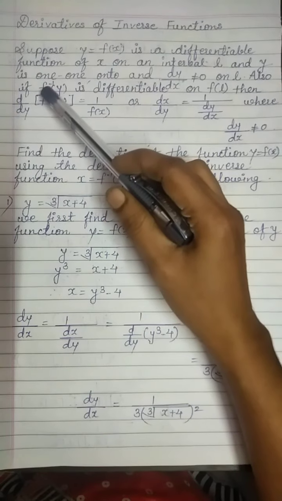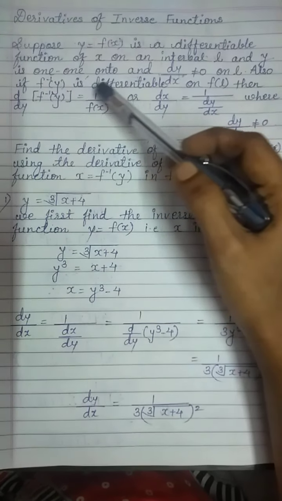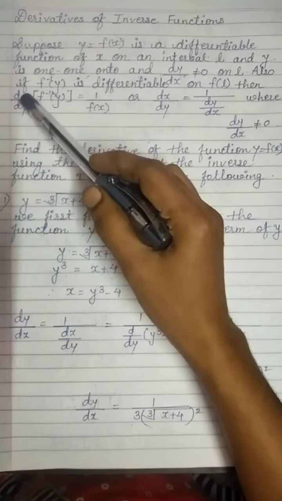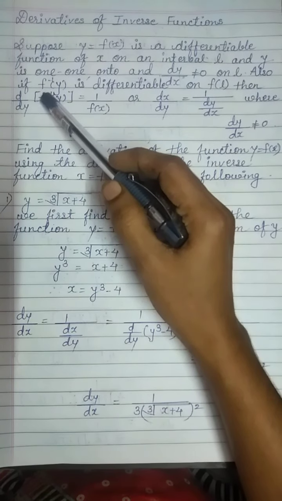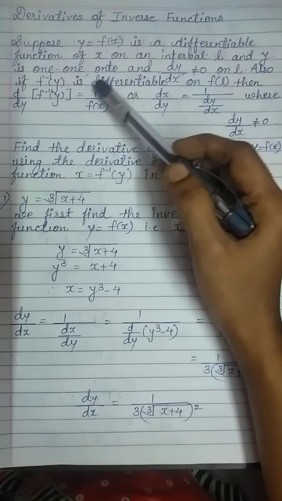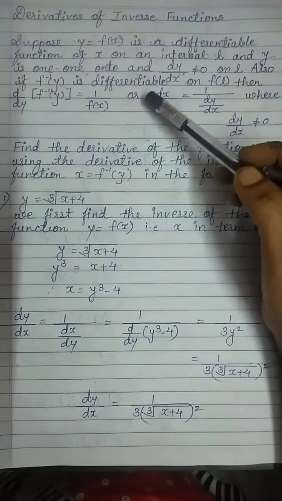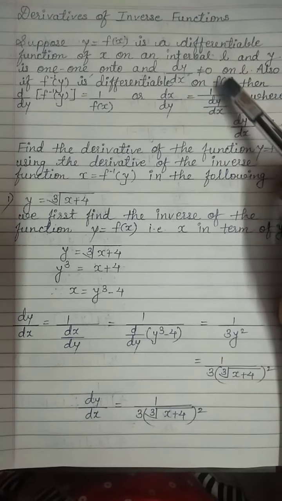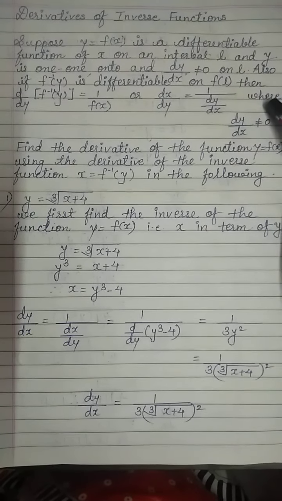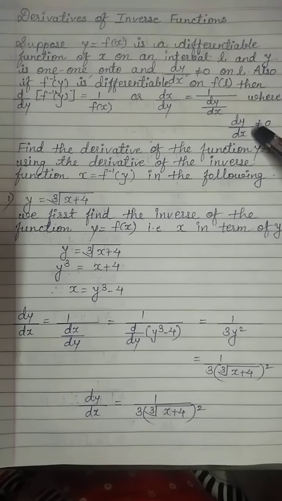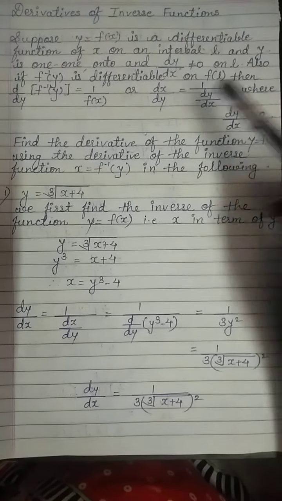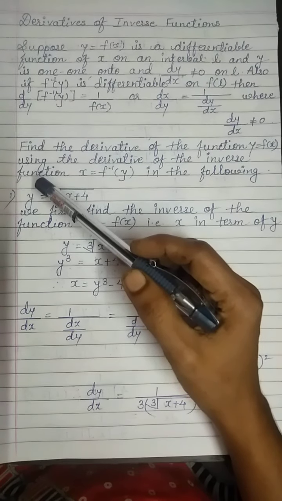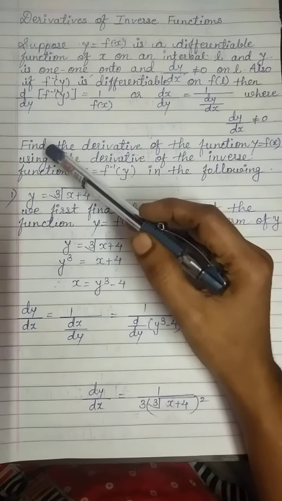Also, if f inverse of y is differentiable on f of L, then d by dy of f inverse of y is nothing but 1 upon f dash of x, or we can say that dx by dy is equal to 1 upon dy by dx, followed by the condition that dy by dx is not equal to 0. So here we will see a few examples, then the derivative of inverse function will be very clear to you.